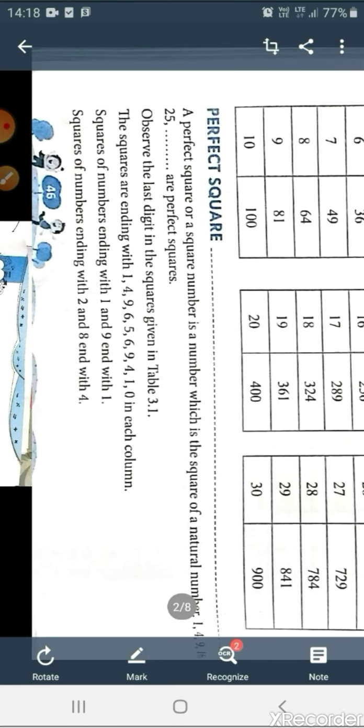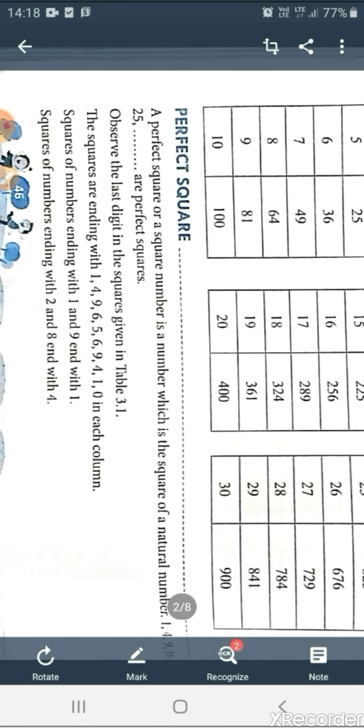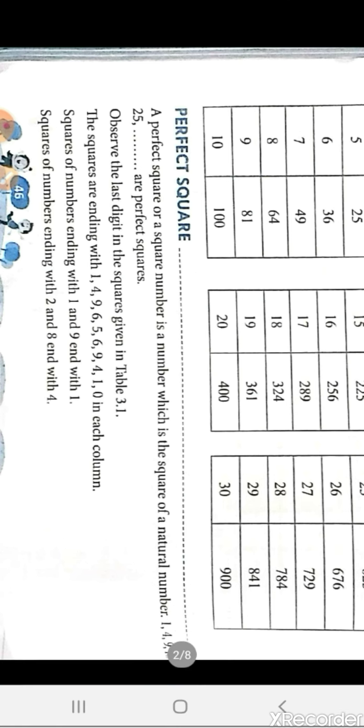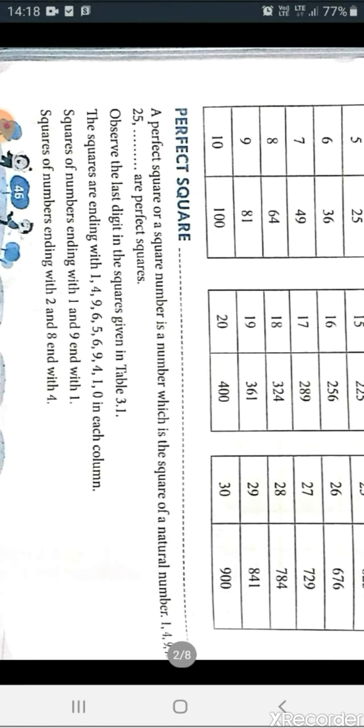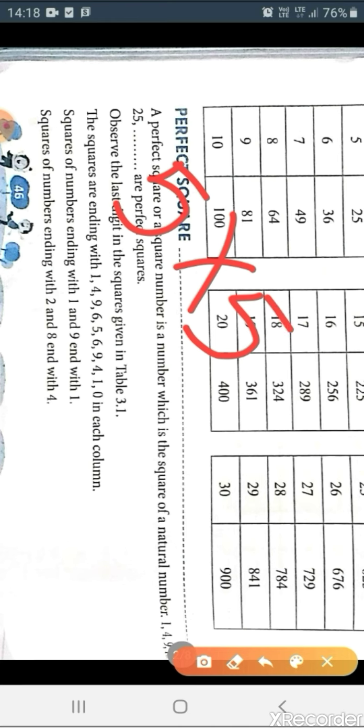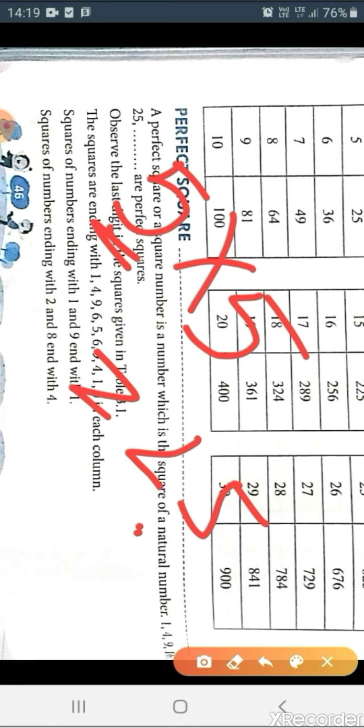Now perfect square. A perfect square or a square number is a number which is the square of a natural number, like 1, 4, 9, 16, 25 are perfect squares. Why is 25 a perfect square? If you multiply 5 by itself, 5 fives are 25. So 25 is the square of 5. So it is a perfect square.